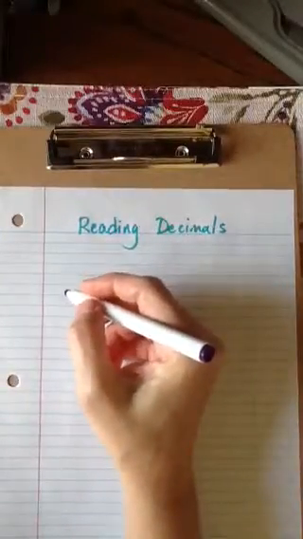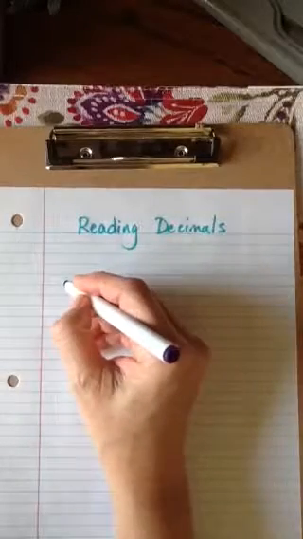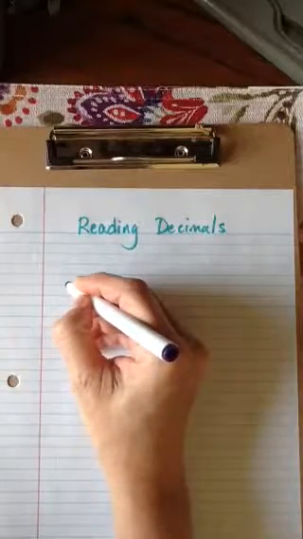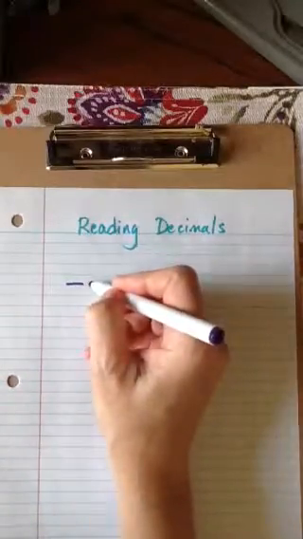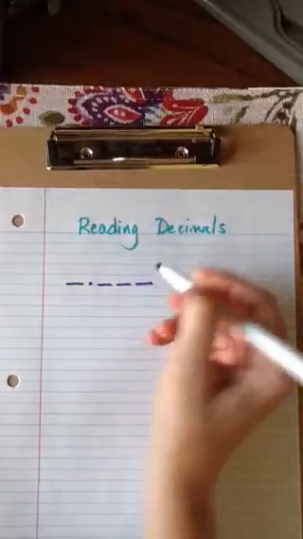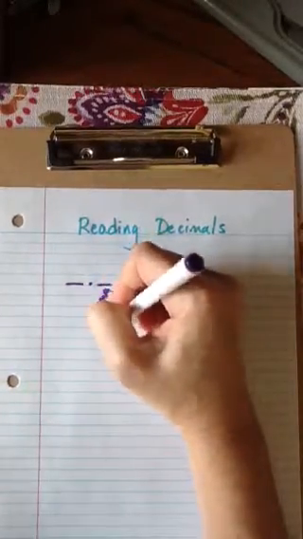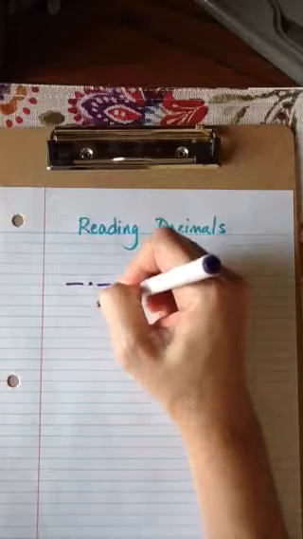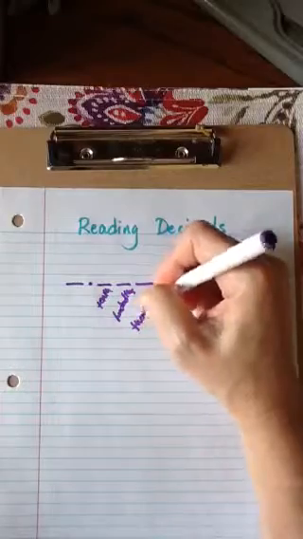Right, here's a mini lesson on how we are teaching the fourth grade students to read decimals. As we know, a decimal number is going to be comprised of a whole number, and that may be 0, but then it's going to have smaller pieces that are tenths, hundredths, and thousandths.